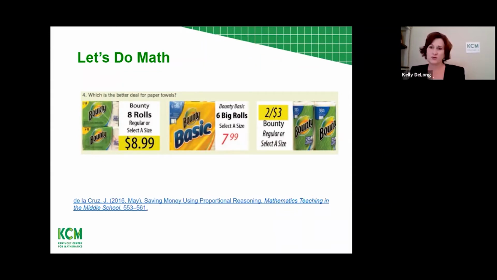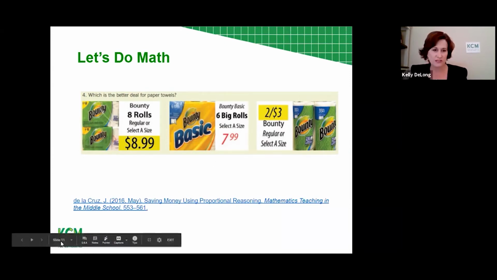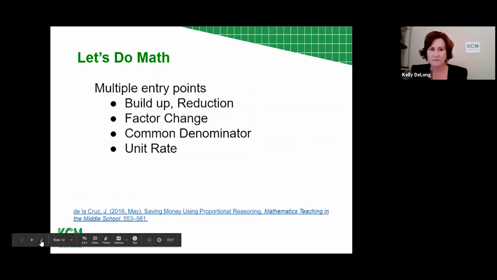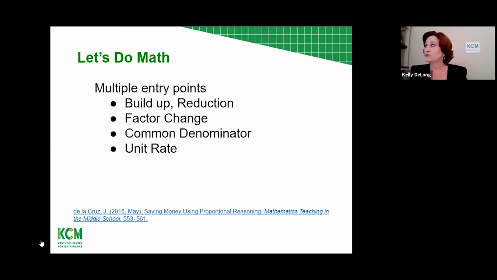I would love for you to give middle school students these sorts of questions in order for them to be able to answer. This is some of the best math that we could be doing at this time. So thinking about this again, I'm going to come back to these multiple entry points. With a proportion, we want to be asking kids questions that allow them to build up or reduce the mathematics. We are looking for kids to have that same idea with regards to factor change, right?